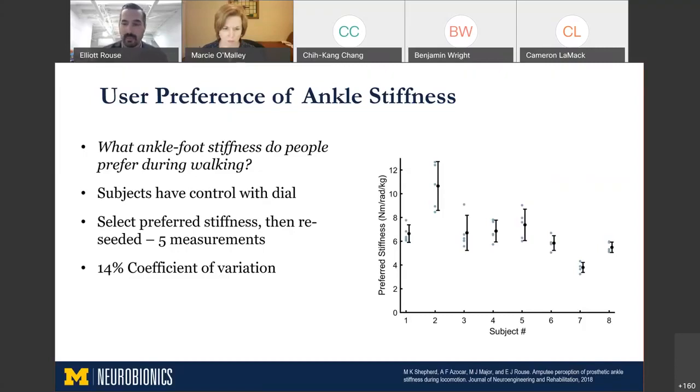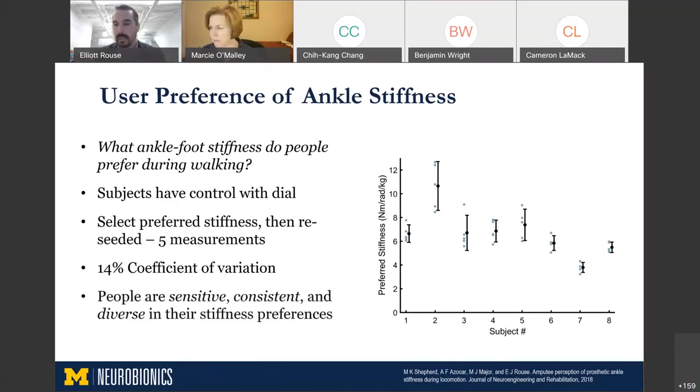The next thing I'd like to point out is that people have pretty different stiffnesses, varying up to a factor of 3 or 4. And all of these subjects had about the same activity level and about the same body mass. That means when they go to the clinic, if they went to the same clinician, they'd all get fit with the same prosthesis. Yet each person has a different preference, and in fact, these preferences span quite a large amount. So I think this has important implications in the future prescription of prostheses. And the takeaway here at this point is that people are sensitive, consistent, and diverse in the selection of their stiffness preferences.